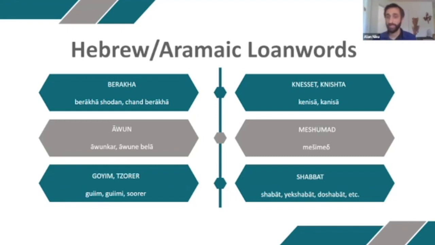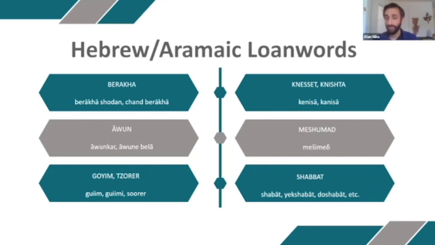There are Hebrew and Aramaic words, Knesset and Knishta, which mean assembly or synagogue. So in Persian, you get Kenisa, or in Median, Kenisa, or if you're Yazdi, Kenisa, because they have that penultimate stress. An interesting one is Meshumad. Meshumad is Hebrew for a Jew who converted to another religion. But in Esfahani, that is used as Meshimeth, which means a naughty boy. So a kid who's misbehaving, you call him Meshimeth, which literally means a Jew converted to another religion, but it means you're being a rascal.